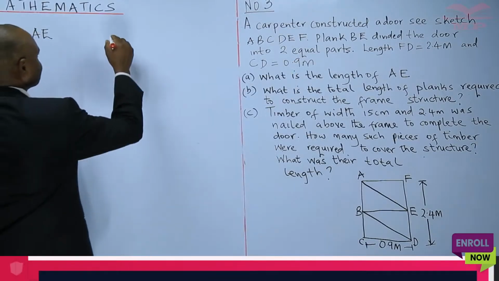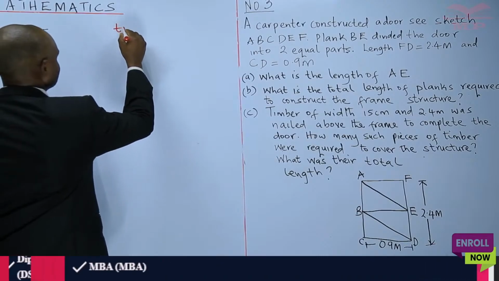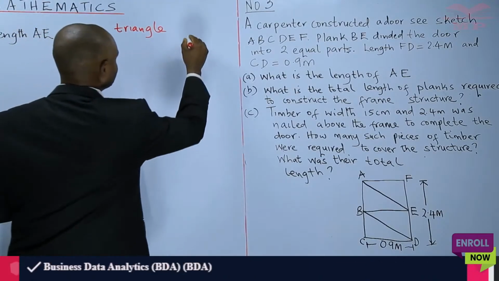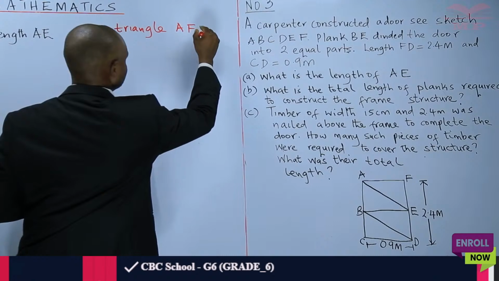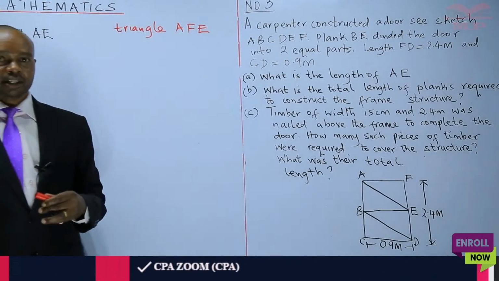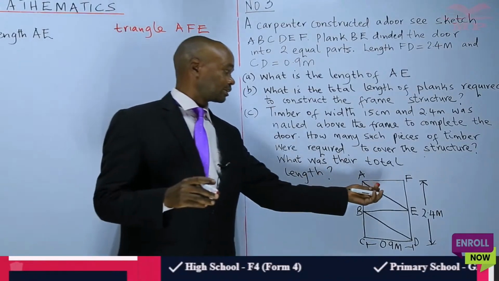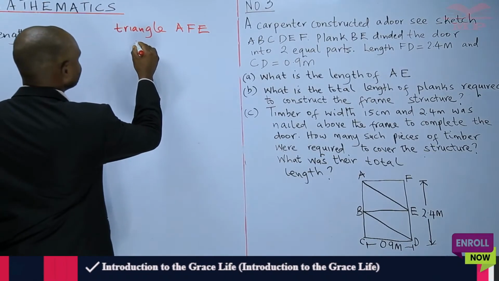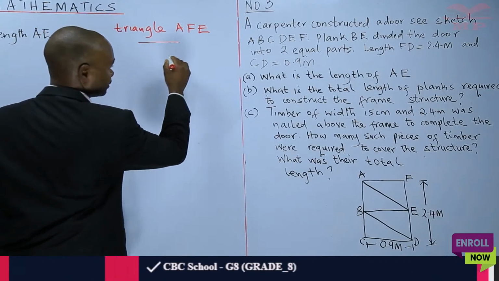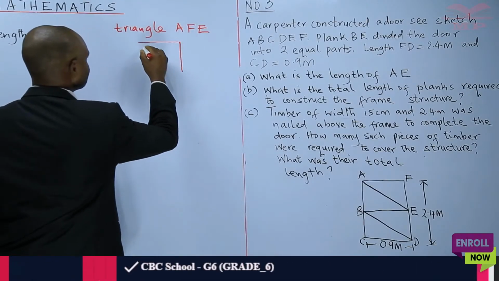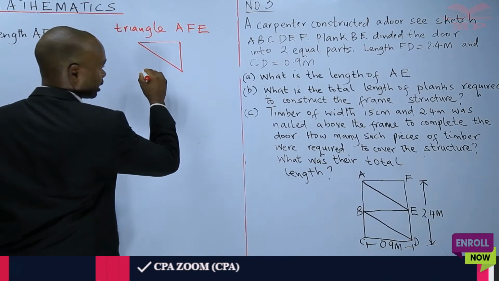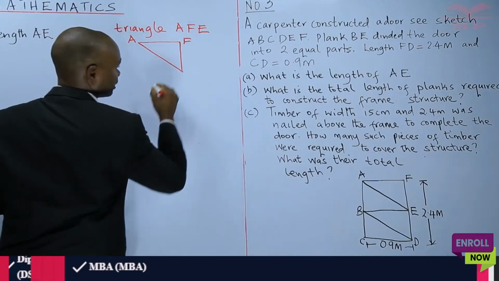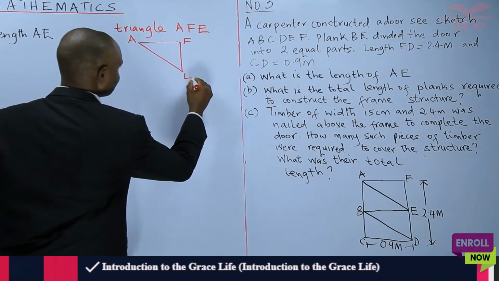I'll extract triangle AFE. I think if you look on the diagram, you can easily get it. So it is AFE. So I'll extract that triangle. So I have my A here, I have my F here, and I have my E.